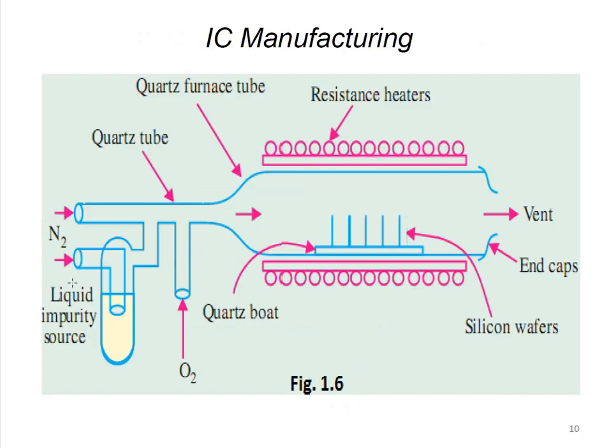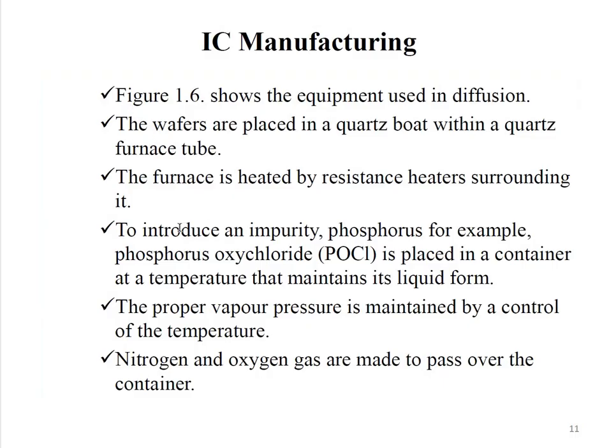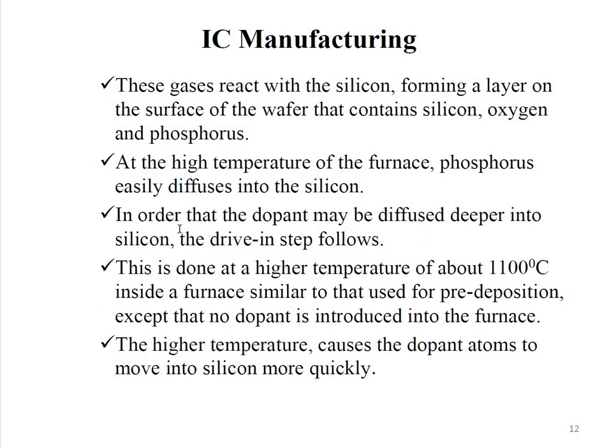In IC manufacturing, we have the N2 and liquid impurity sources given through this quartz furnace tube. We have similar resistance heaters here, and finally the output comes out through the vent to the end caps. After the diffusion process, these gases react with silicon, forming a layer on the surface of the wafer that contains silicon, oxygen and phosphorus. At the high temperature of the furnace, phosphorus easily diffuses into the silicon.